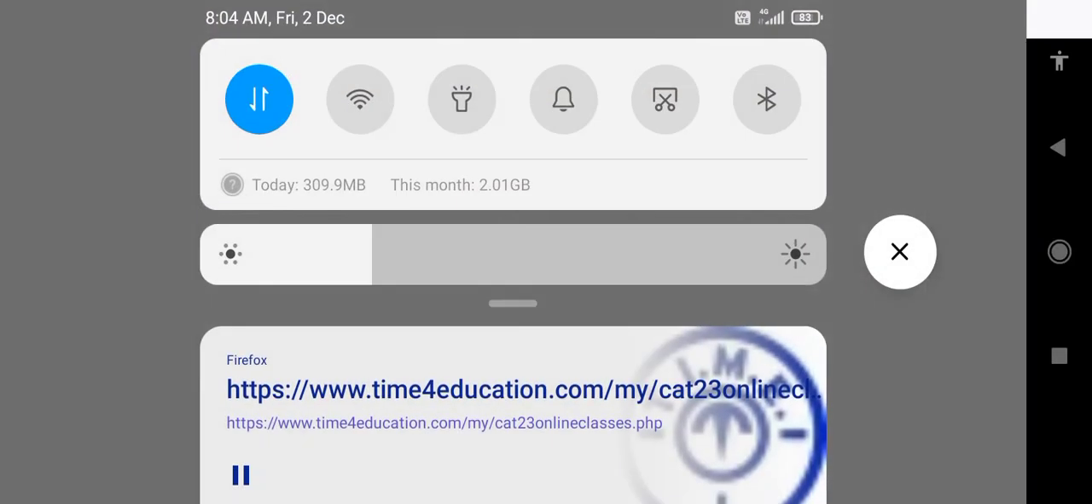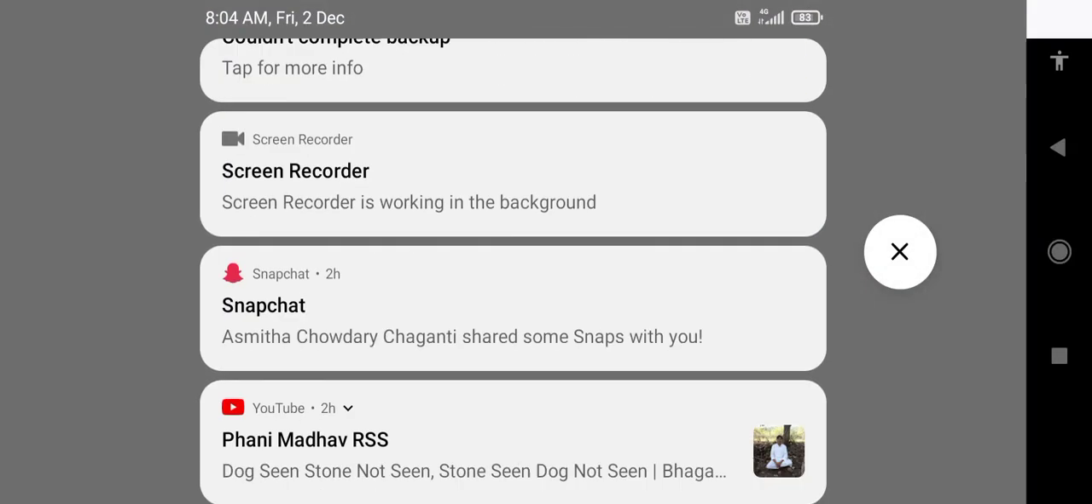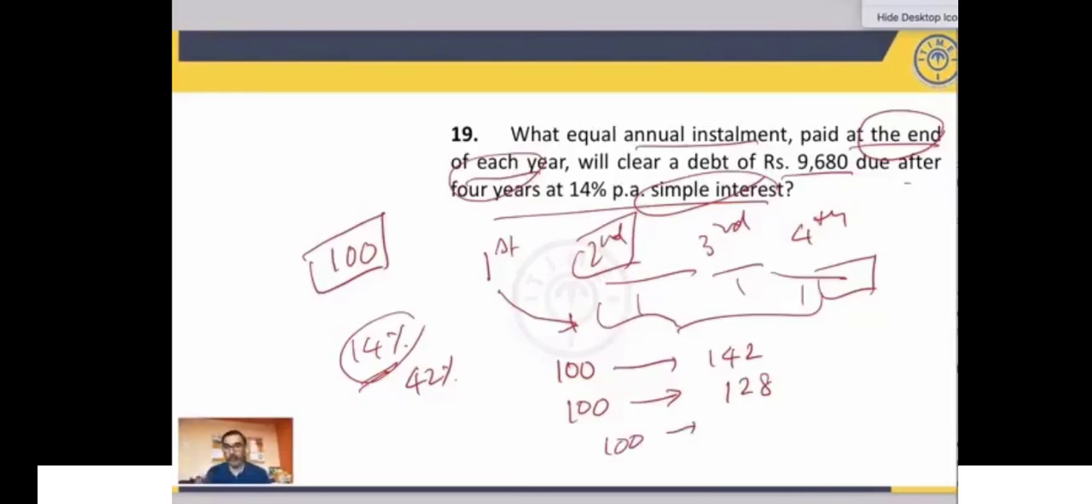Now third installment of 100. At the end of third year when you are paying 100, meaning third year to fourth year, you are paying 1 year interest, that will be 114. At the end of the fourth year, there is no interest because the amount is due after 4 years, so there will be no interest on that. So if you observe how much you have paid, 142 plus 128 plus 114 plus 100.